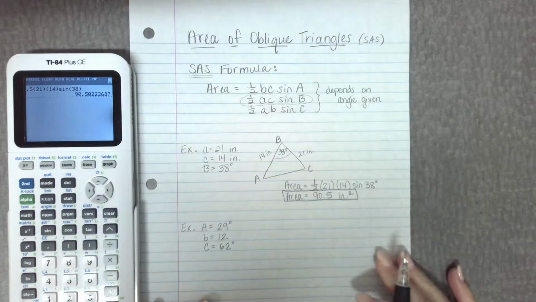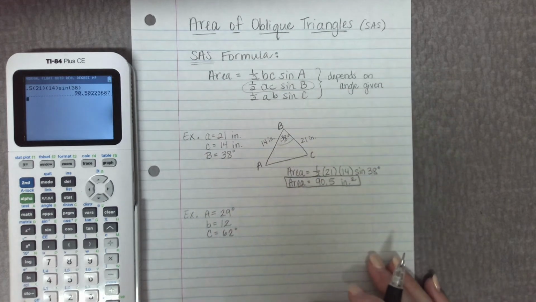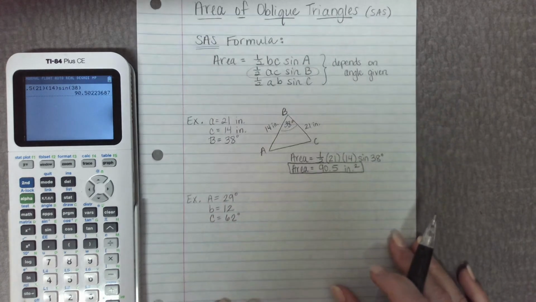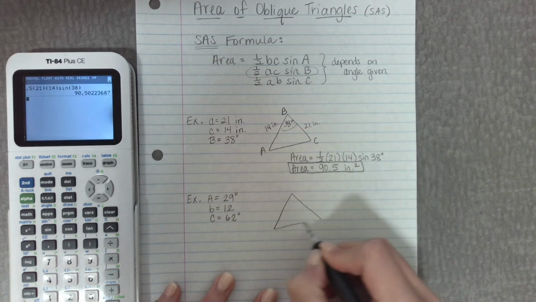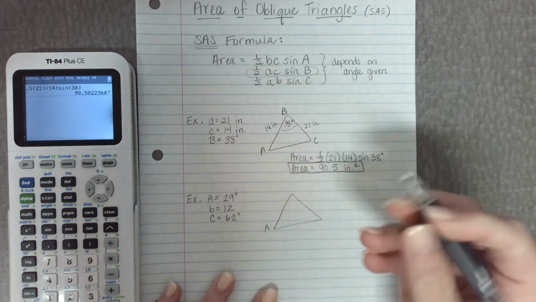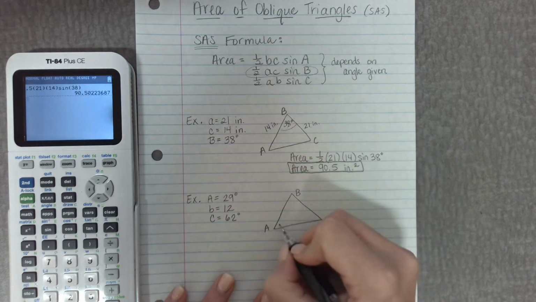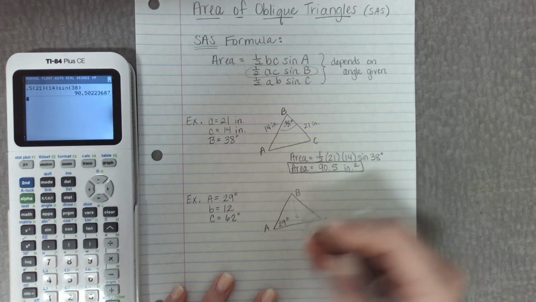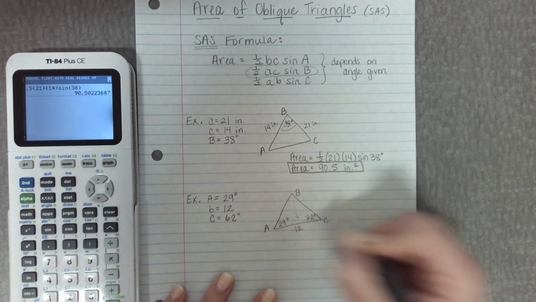Make sure you're rounding to whatever your instructions say to round to. I'm just rounding to the nearest tenth for right now. So basically a very simple formula when you're given side angle side, straightforward. Okay, next example. Let me go ahead and draw the triangle out. ABC. We're given angle A, 29 degrees, little b, which would be across from B, so 12, and angle C, 62 degrees.